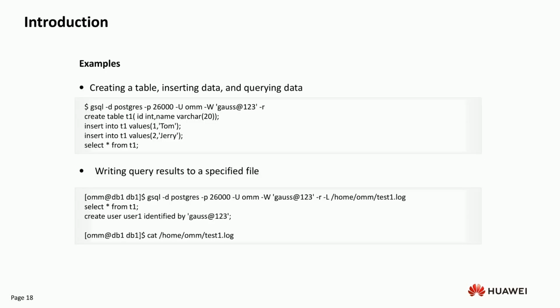Let's look at some examples. In the first example, we connect to a database, create a table, insert data, and then query the table. In the second example, we write the query result to a specified file. The -L parameter is used to write query results to a specified log file.